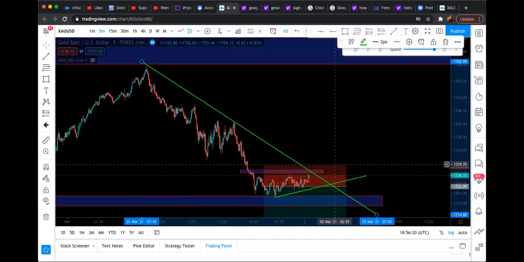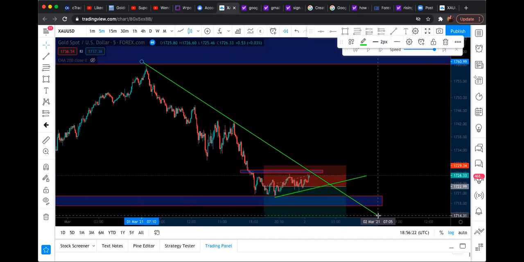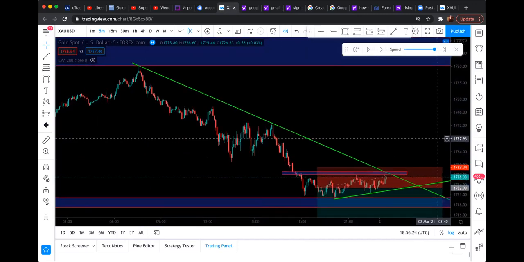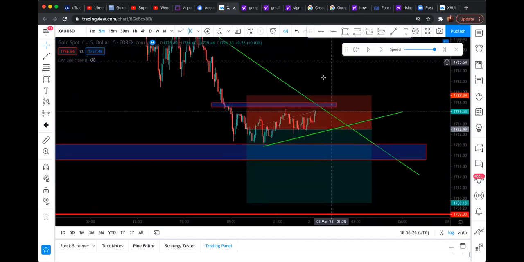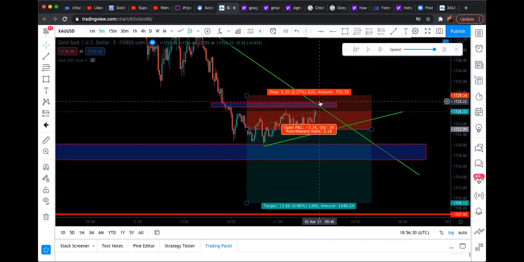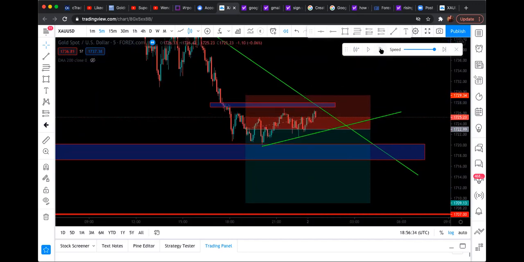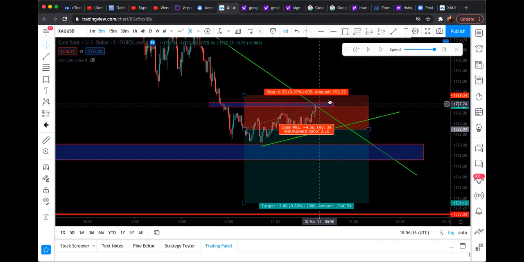Wait, let me draw the trend line properly. Because that trend line is still strong for you. You get it? As soon as you see it breaking out, maybe you can even cut it before it hits your stop loss. Now it is at this zone getting closer because it is rising up.